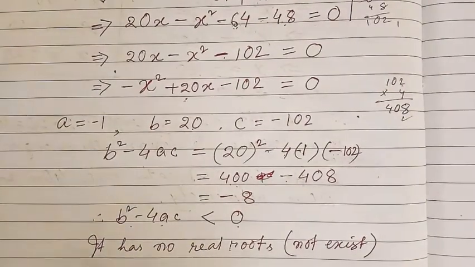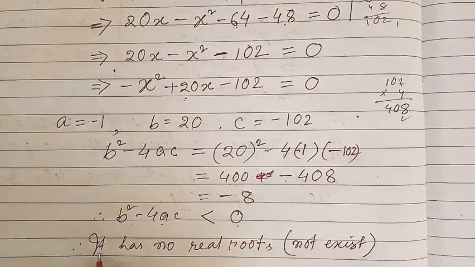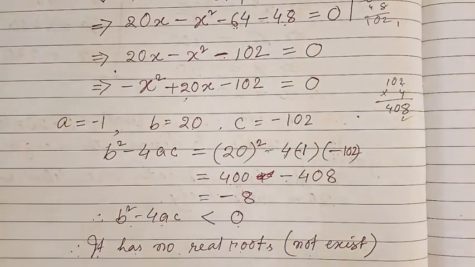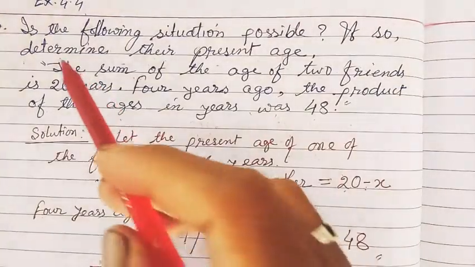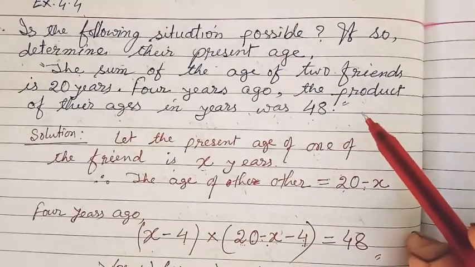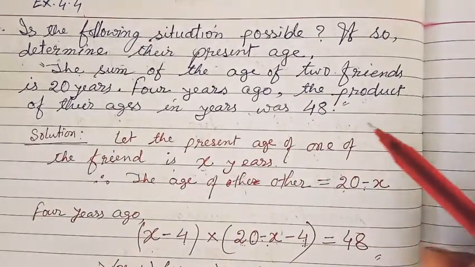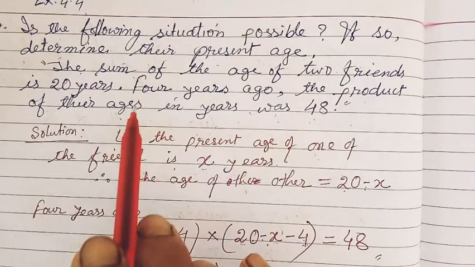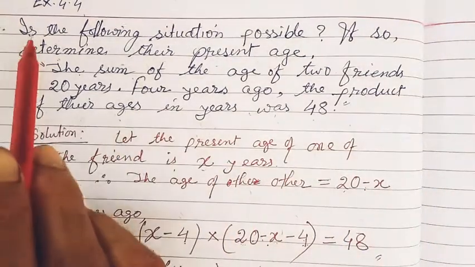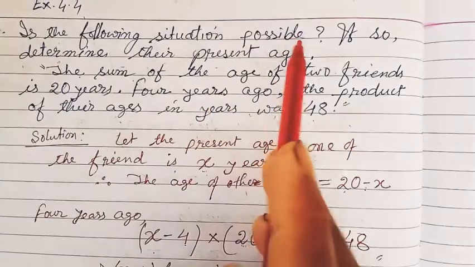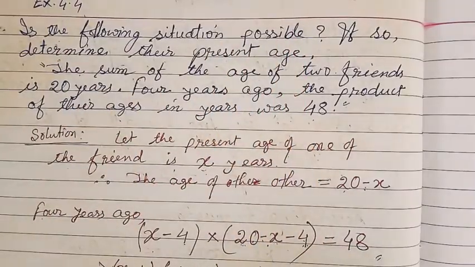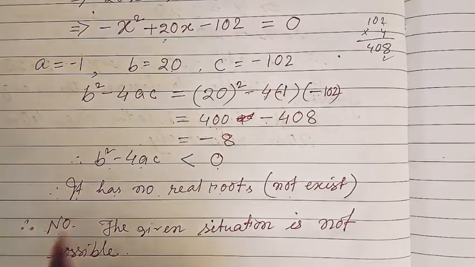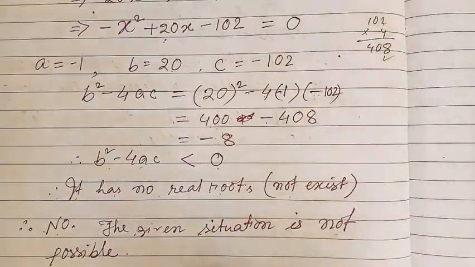That means the equation has no real roots, so it does not exist. That means the given situation is not possible, we cannot get the present ages of the friends. So the answer to the first question, is the following situation possible, will be no. Therefore you can write: No, the given situation is not possible.